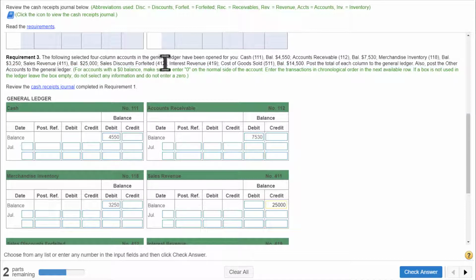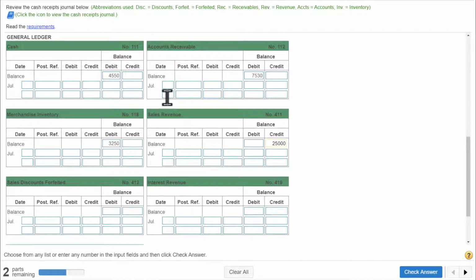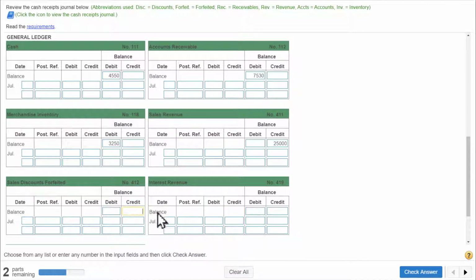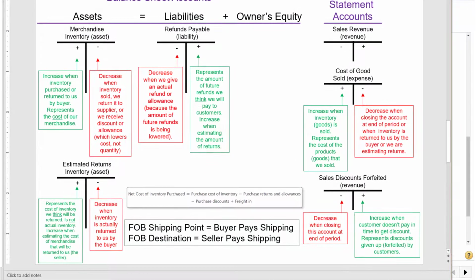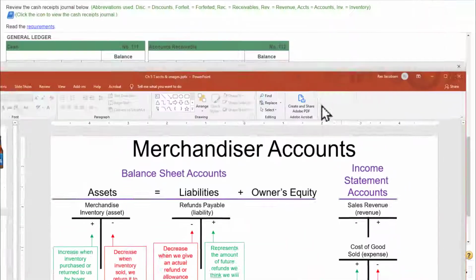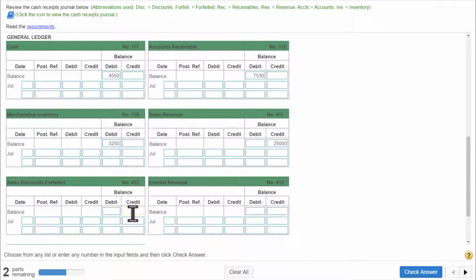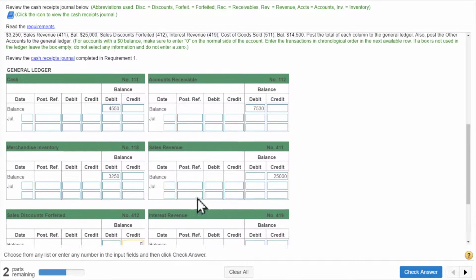Sales discounts forfeited. Notice it doesn't tell us anything. So we go to sales discount forfeited. We have to put a 0. So is that a debit or a credit? Remember, sales discount forfeited is a revenue account, and it represents the amount that your customers are giving up as missed discounts. So the plus side is on the credit, so we're going to have to put the 0 on the credit side.